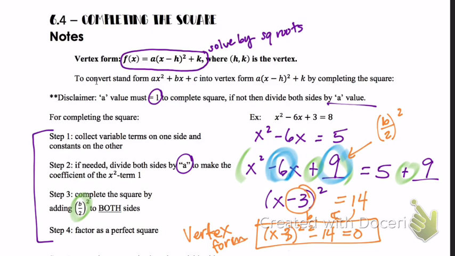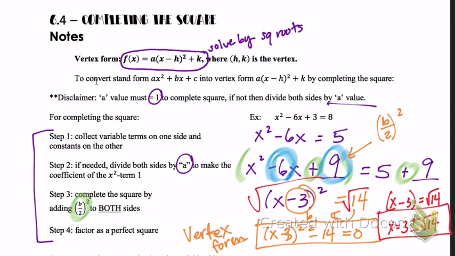Then if I ask you to solve, I would take the square root of both sides. So x minus 3 equals the square root of 14. Is there anything in the square root of 14? No. Then I'm going to add 3. So x equals 3 plus or minus the square root of 14.